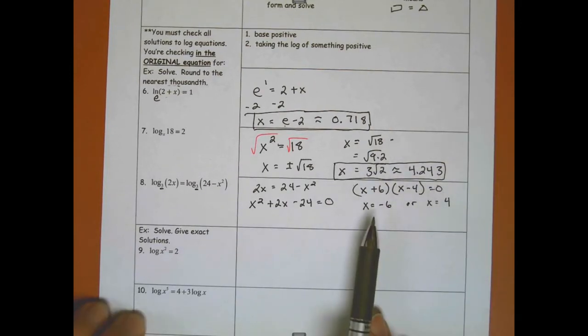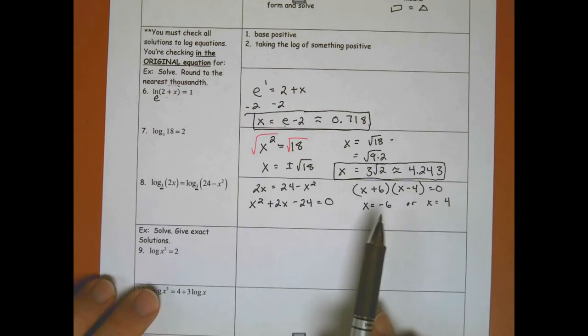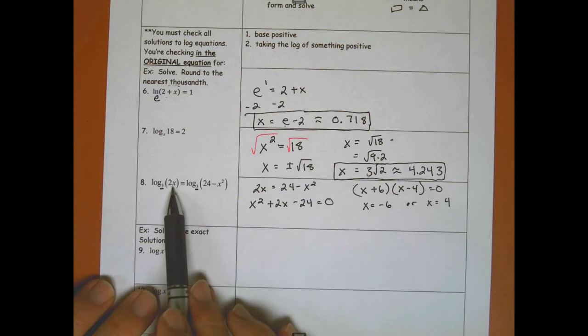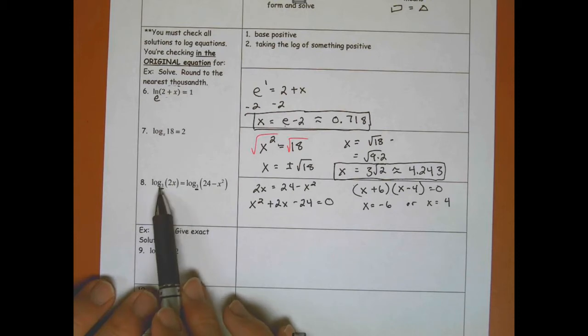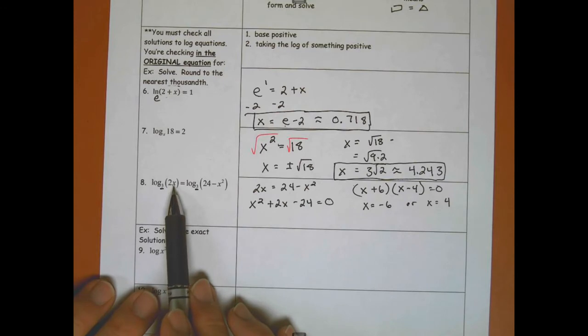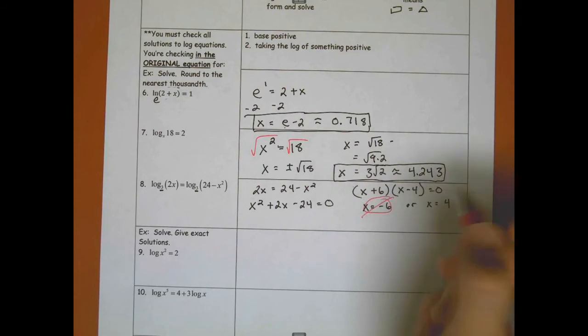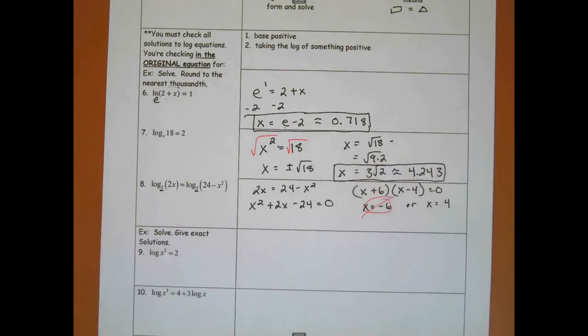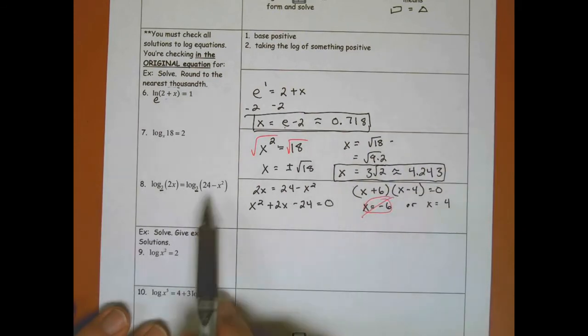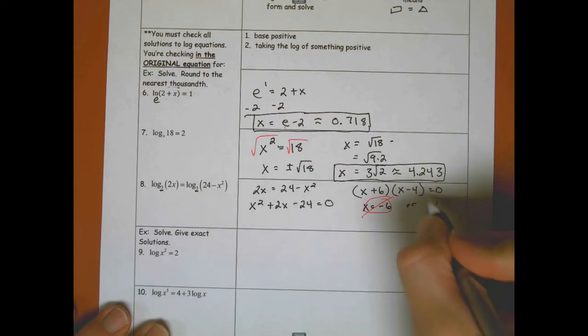Now, this is another reason you have to check your solutions. When I take negative 6 and plug it back into here, I get 2 times negative 6, which is negative 12, and you can't take the log of a negative number. So log base 3 of negative 12 would break this function. It would not work. And so negative 6, although it looks like a solution, is a potential solution or extraneous solution, it is not. 4 will work. It doesn't make those negatives.